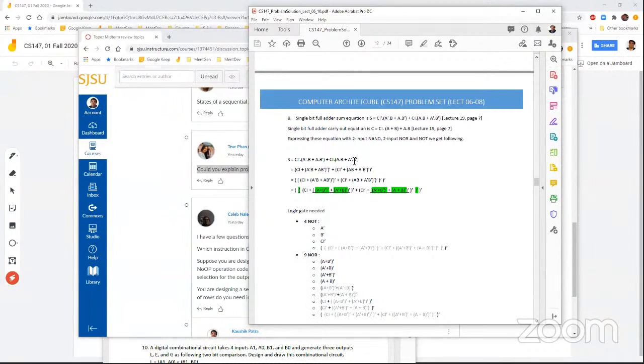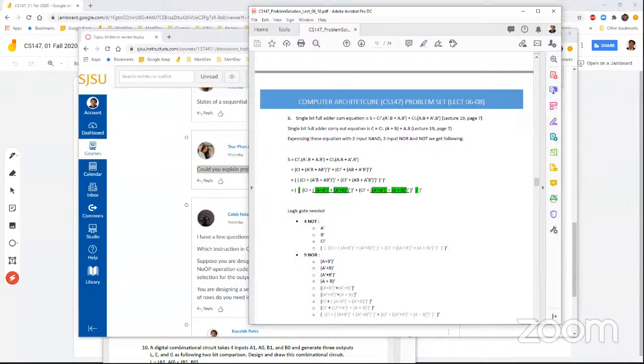Professor? I think she means, can we just draw the diagram? We have the full adder, and in a full adder we have 2 XORs and 2 ANDs and 1 OR, and then we deconstruct those into the NANDs, NORs, and NOTs. Can we do it that way? Yeah, true. Why not?